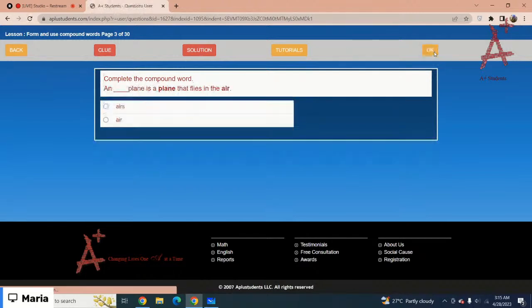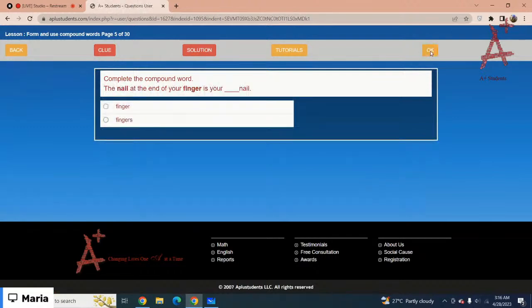A dash plane is a plane that flies in the air. So, which is the correct option? Yes, an airplane is a plane that flies in the air. Yes, we are doing test. Your birth dash is a day of your birth. So, which is the correct option? Your birthday, it is the birthday. Yes, you can ask question if you have any. Your birthday is the day of your birth.